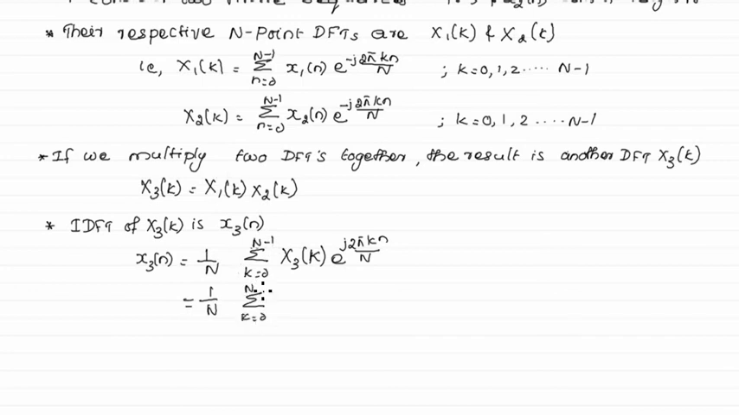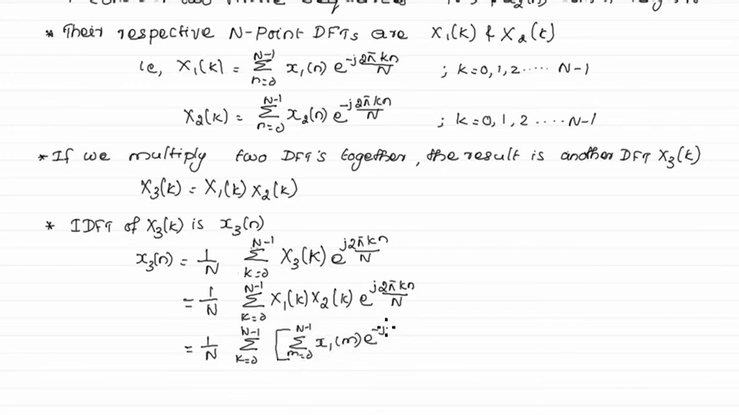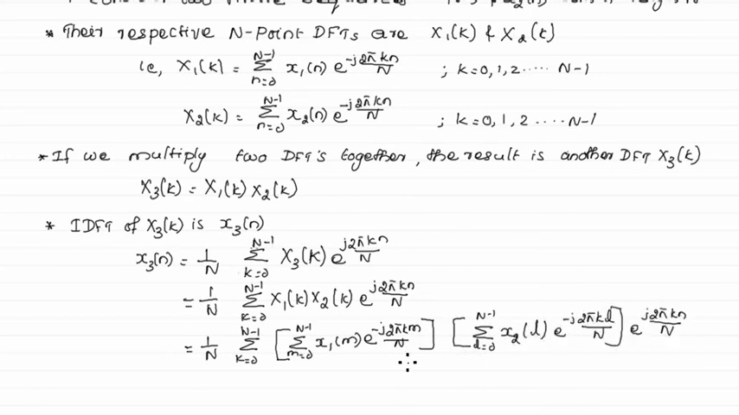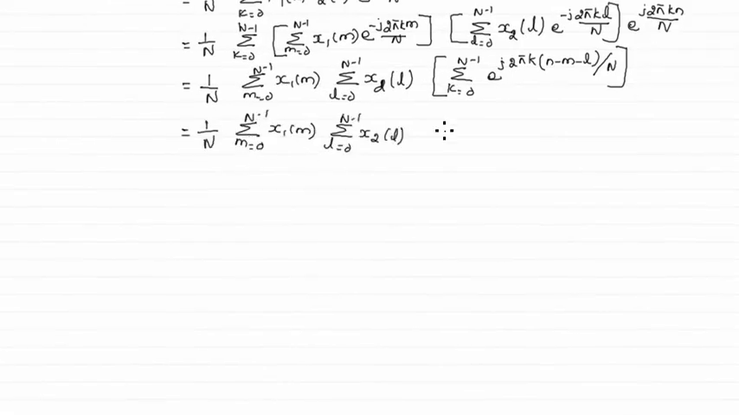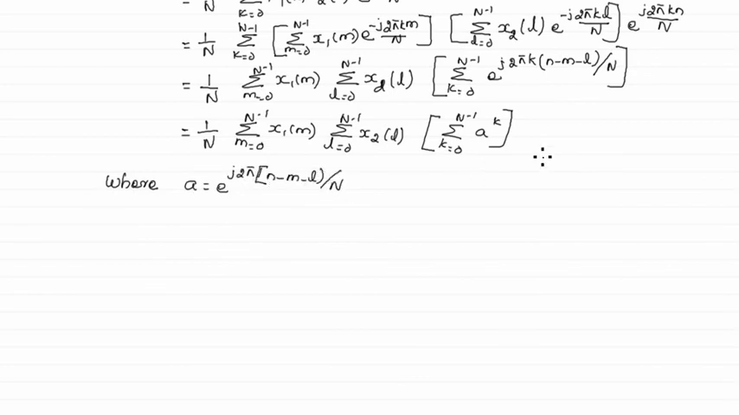Next, in the place of x3 of k, I'm going to take x1 of k and x2 of k. Next, I'm going to substitute the expression for x1 of k and x2 of k. To distinguish x1 of k and x2 of k, for x1 of k we are taking the variable m. For x2 of k we are taking the variable l. Next, I'm going to change the order of summation and combine all the e power terms together. In the next step, I'm going to replace that e power term by a variable a, where a equal to e power j 2 pi into n minus m minus l divided by N. We number the equation as equation number 1.